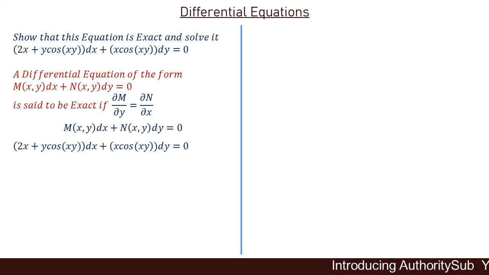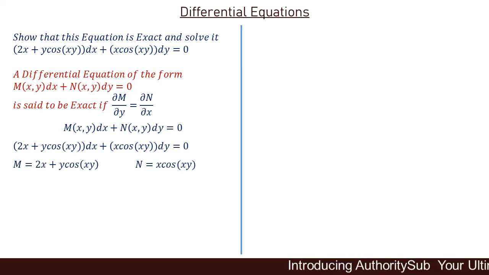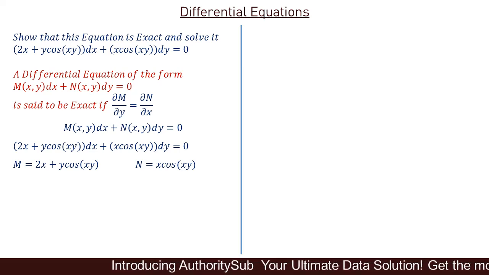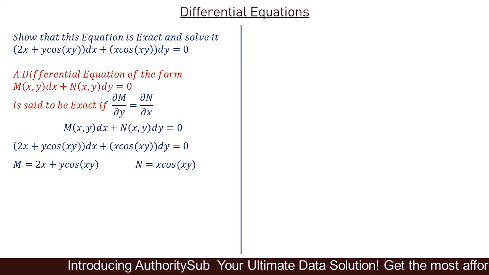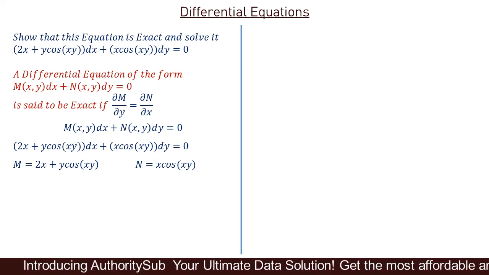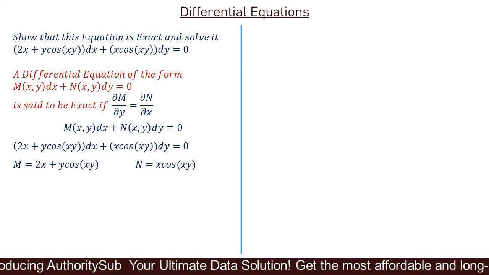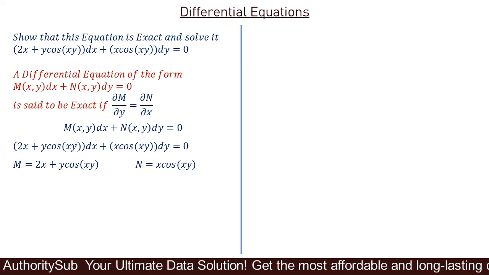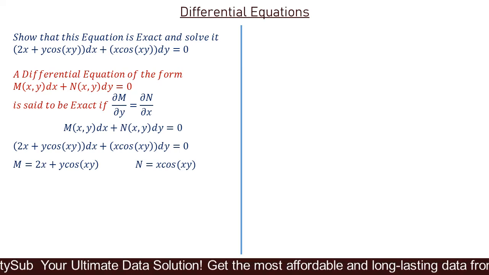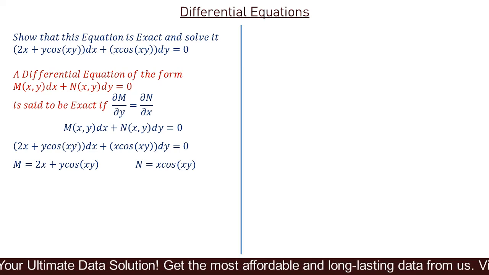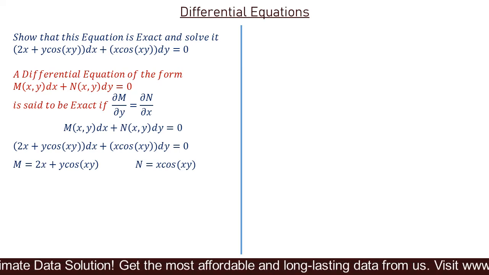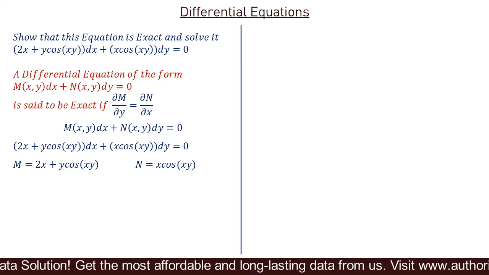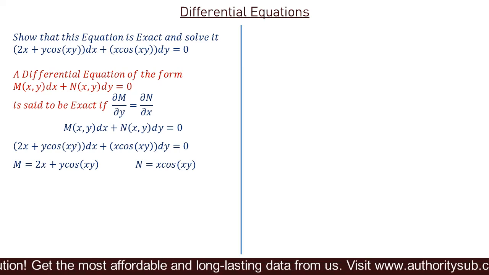So the part that is having the dx is 2x plus y cos xy. We call it M. Then the part that is having the dy, which is x cos xy, we call it N. Now let's differentiate M partially with respect to y. Good. Now when we differentiate 2x partially with respect to y, it's going to give us 0 because 2x is a constant. Good. Now let's differentiate y cos xy partially with respect to y.